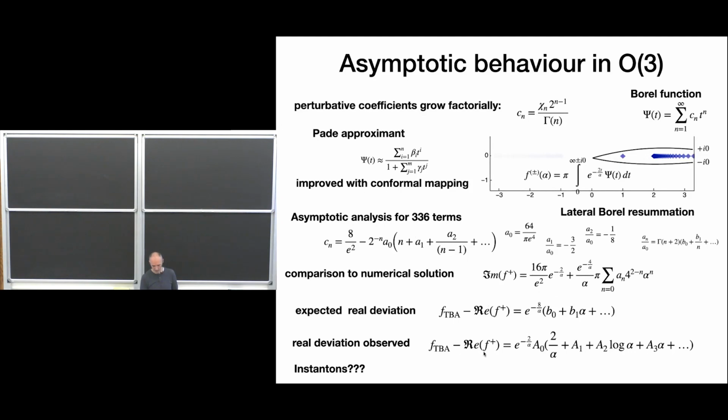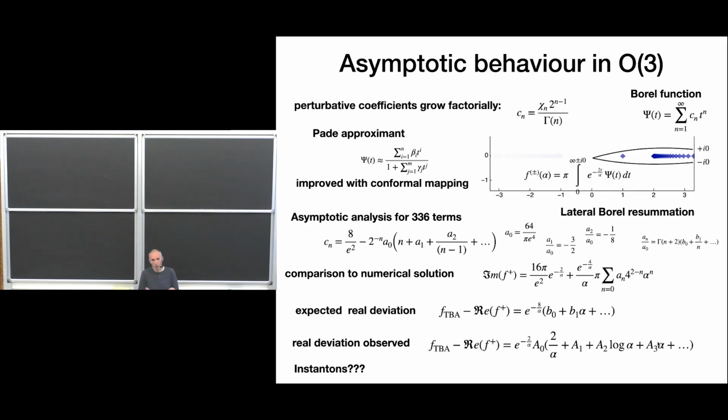The analytic structure is slightly different. We don't have a cut at -1. We have a pole at 1 and a cut starting at 2. And then we repeat: we analyze the asymptotics of the asymptotics. We expect that there should be a real deviation starting at e to the minus 8 over alpha. We compare to the numerics, and what we see is a much bigger real deviation already at the first trans-series order, where we had the pole before, we had a full function. From the numerics, we can extract these numbers, and this is not in the asymptotics of the perturbative series. It's something new.